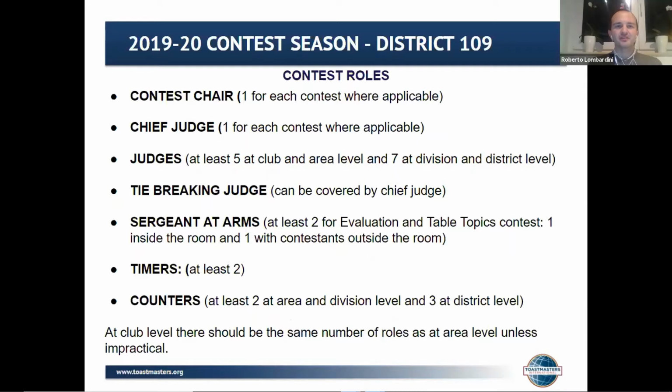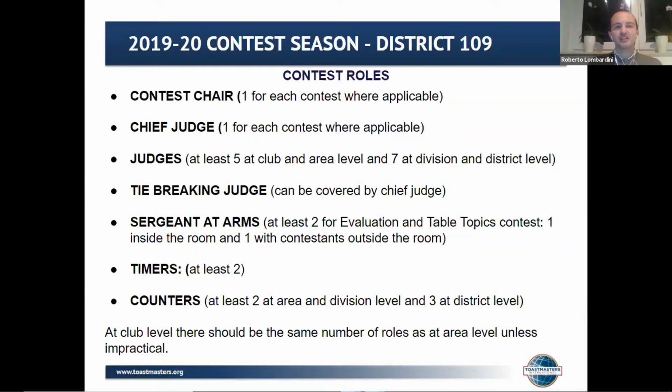Okay, so contest roles official. This is the full list of contest roles. One contest chair, one chief judge, of course. These are mandatory for all the contests. Judges, you need 5 of them at club and area level and 7 of them at division and district level. Be aware that at club level it's written unless impractical. So even if you find 3 or 4, the contest is okay. Try to maybe invite people from other clubs. It's always a good way to promote the contest and to have a better evaluation of all the contestants.